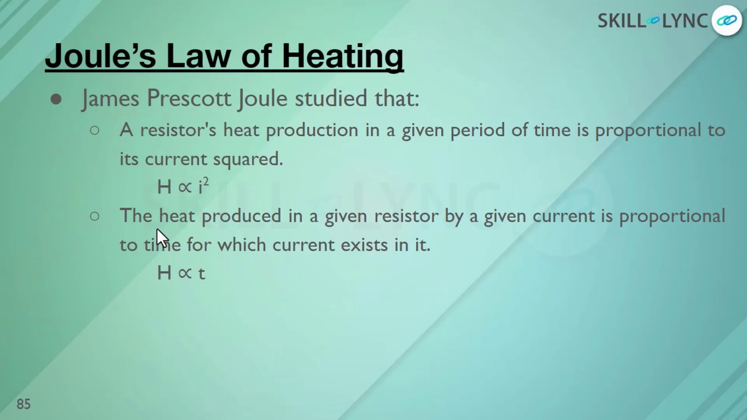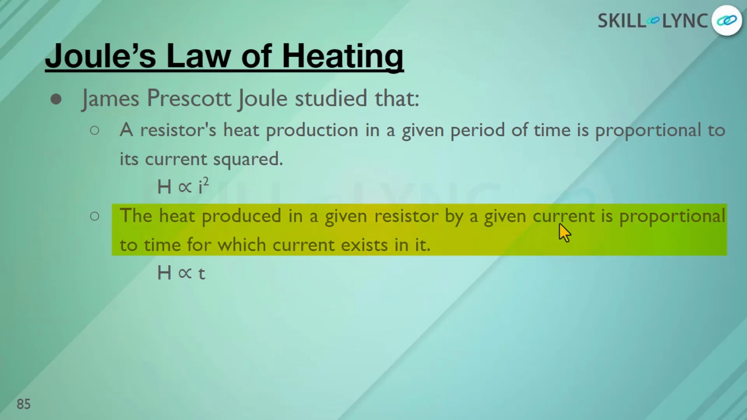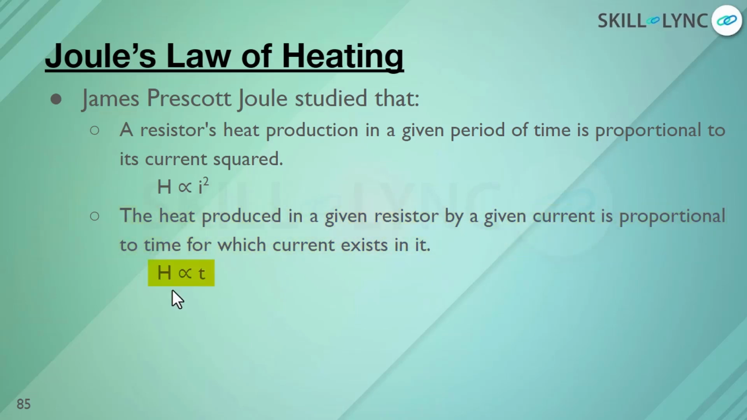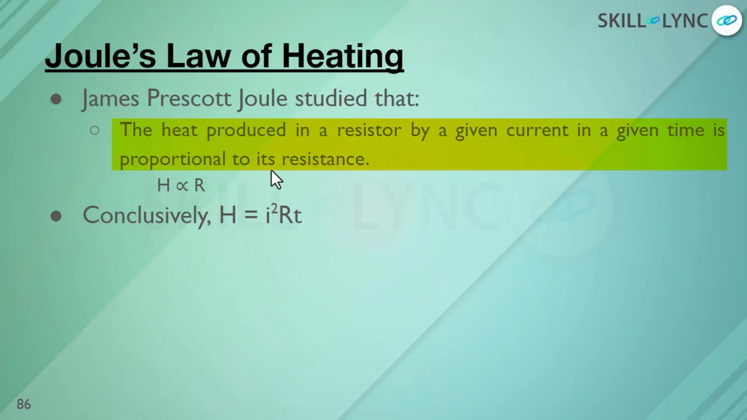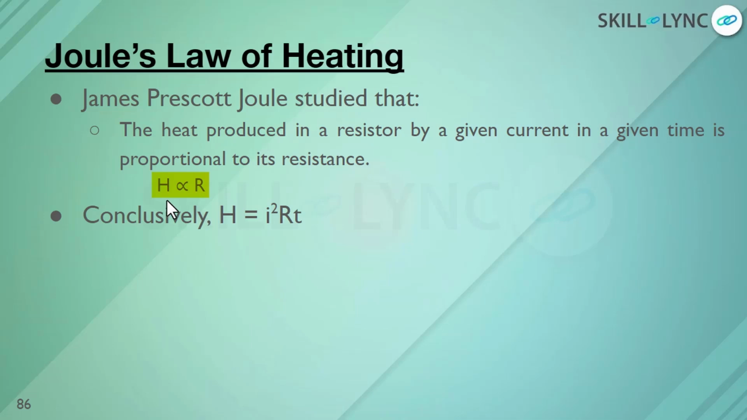The other thing he noted is that the heat produced in a given resistor by a given current is proportional to the time for which the current exists in it. That is, heat is also directly proportional to time. The third thing he studied is that the heat produced in a resistor by a given current in a given time is proportional to its resistance. That is, H is also directly proportional to R, that is resistance. Conclusively, we can say that H is equal to I square Rt.